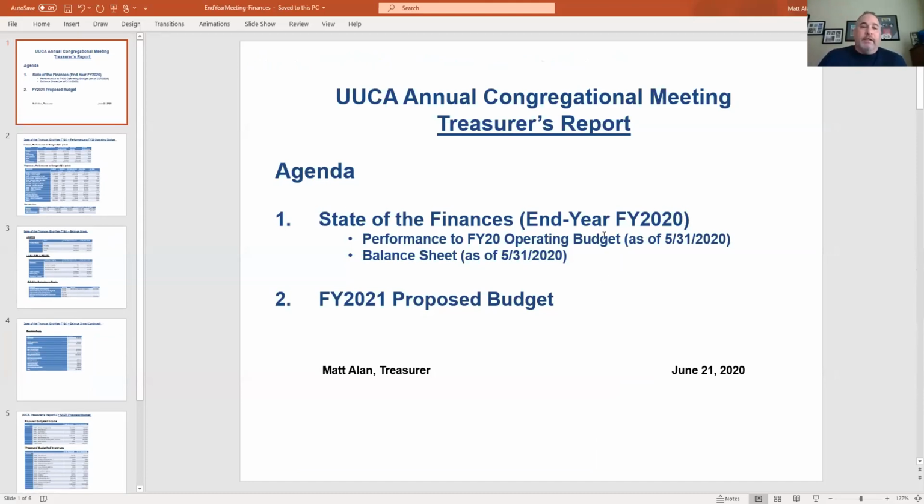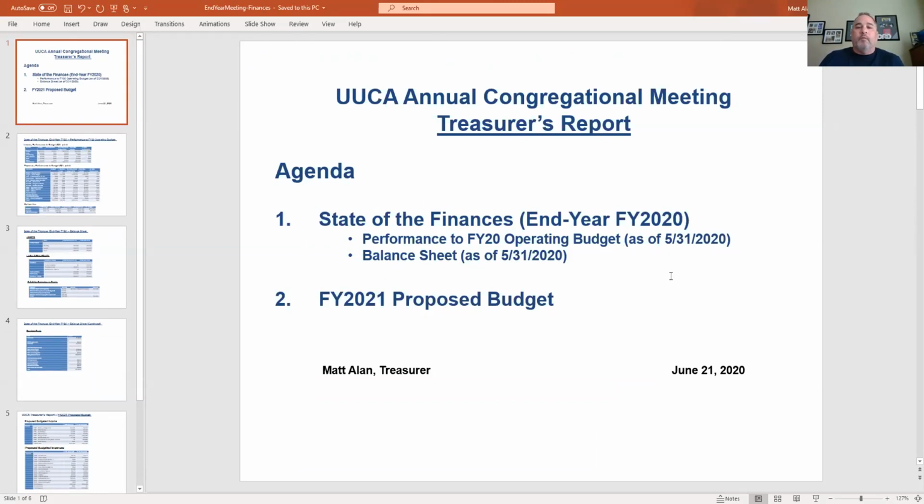What I'm going to address is the state of the finances at this point of the year. The financial information we have is through May 31st, so it's 11 out of the 12 months of the year. Our fiscal year is from July 1st to June 30th. I will address this first, performance to our budget, and then secondly, the balance sheet, which tells the financial health of the church.